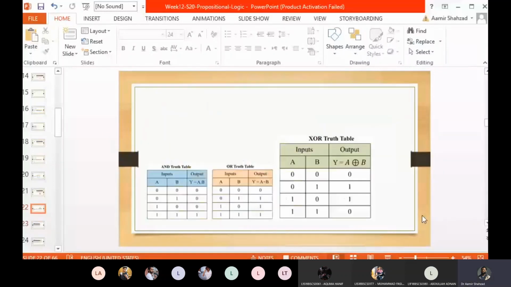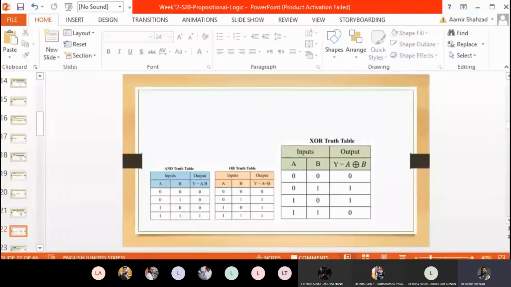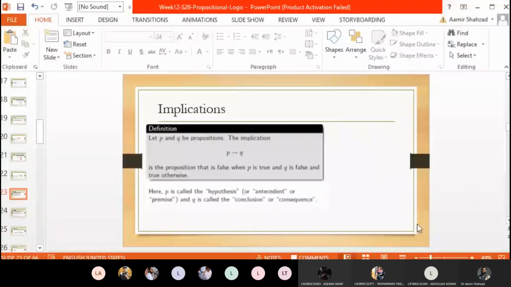So these logical operations are familiar, you have studied them before: and, or, exclusive or, negation. There is something new. This is called implication. So implication is, if we have two statements P and Q, something like if P happens, then Q will happen. P and Q are our statements. So P implies Q.